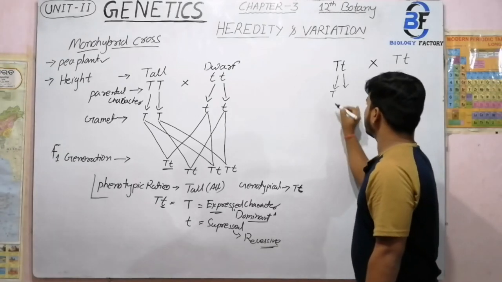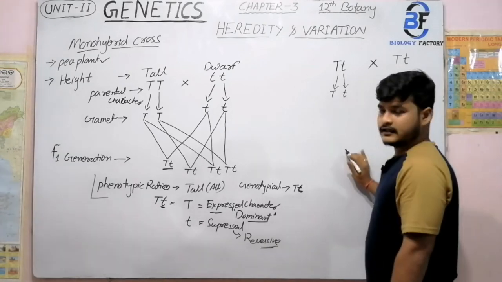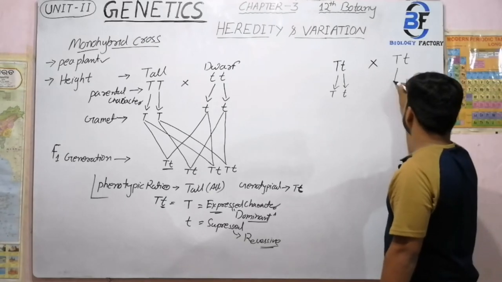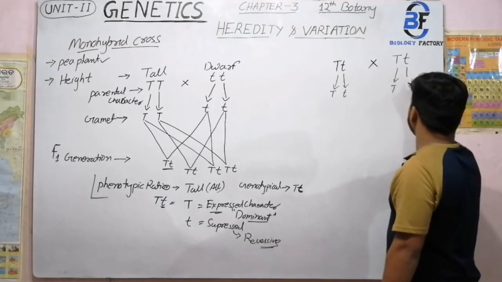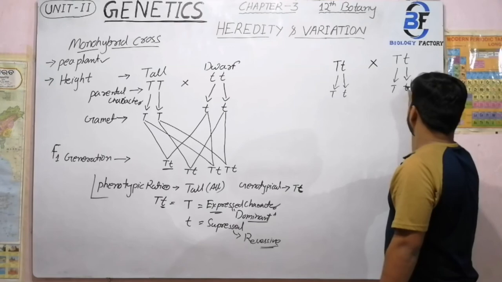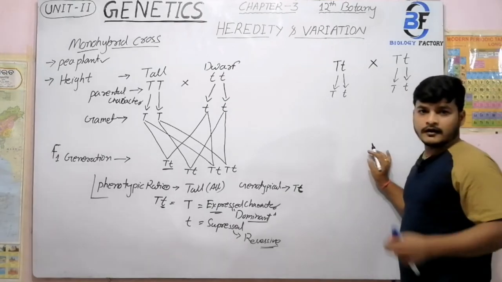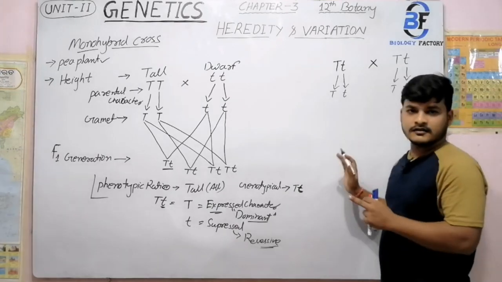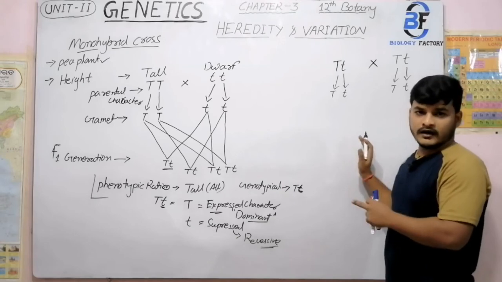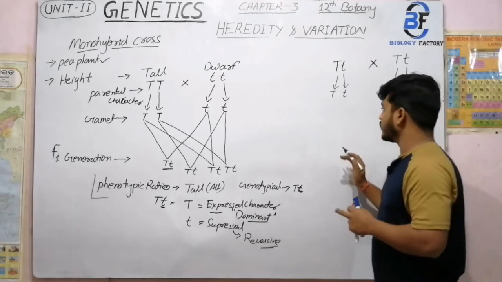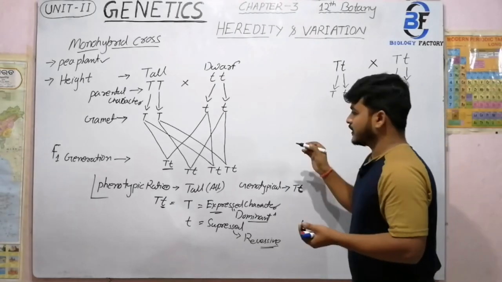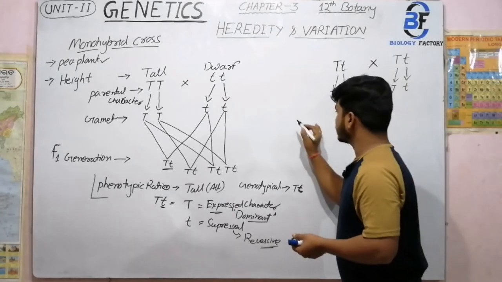So your first gamete is your capital T over here. Next is the small t, which is crossed with another capital T and small t. For you to better understand, I just drew a Punnett square over here. That means a checkerboard type thing, which I already told you about.